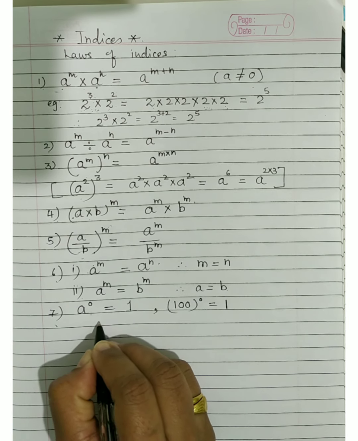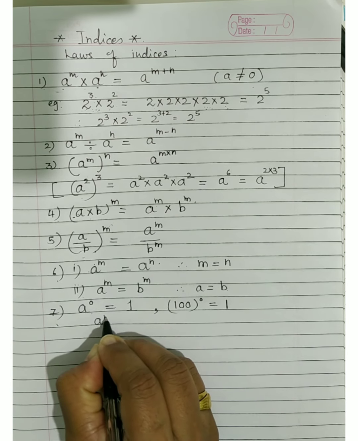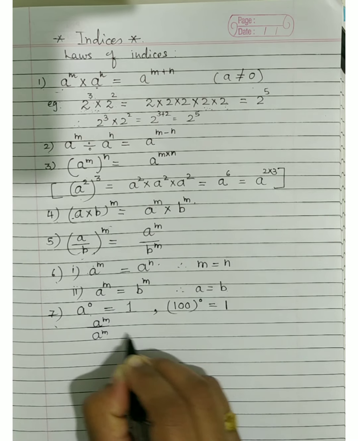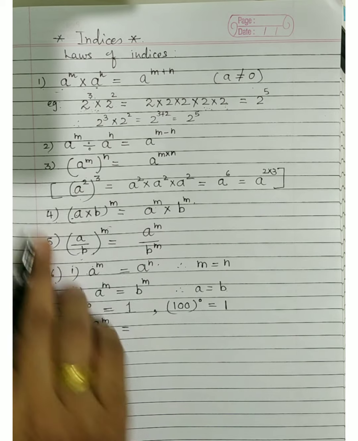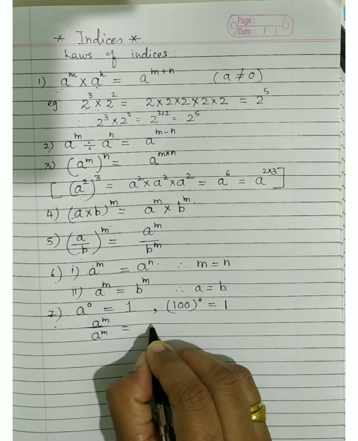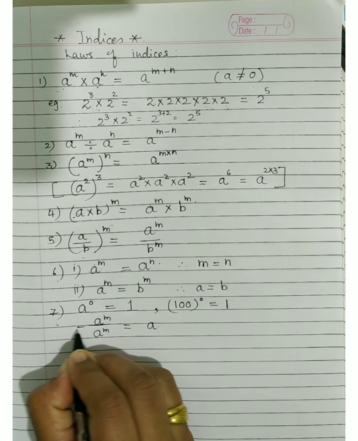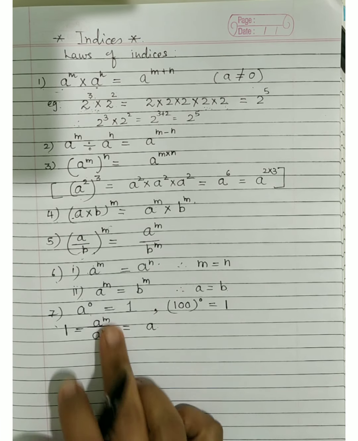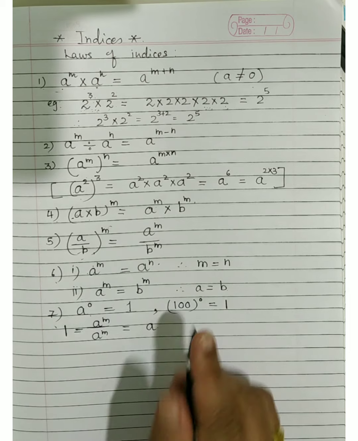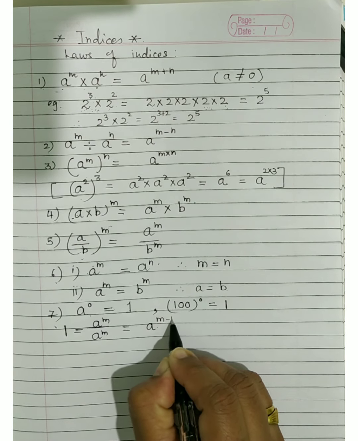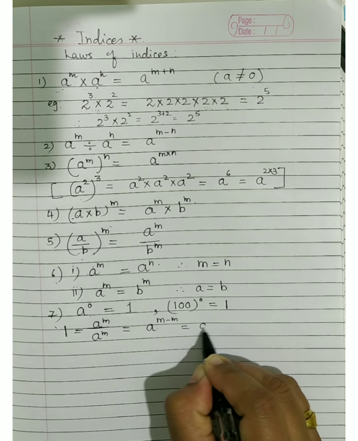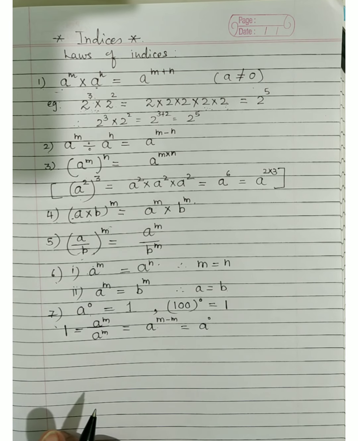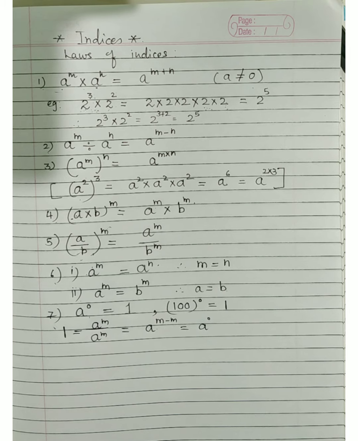For example, to get the index 0, suppose I take a raised to m divided by a raised to m. So using our second law, what will it mean? This we can take as 1, as 1 can be written as the same number divided by itself. Then what will happen to the power? m minus m, so a to the power 0. So any number raised to 0, the value of it is always 1.